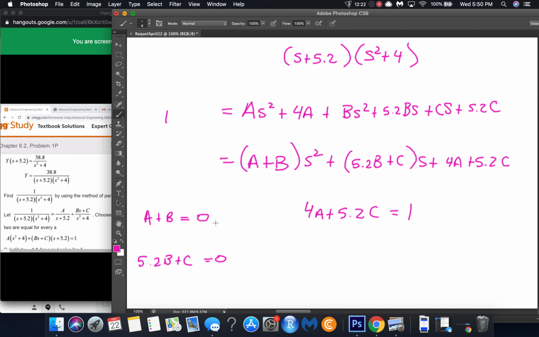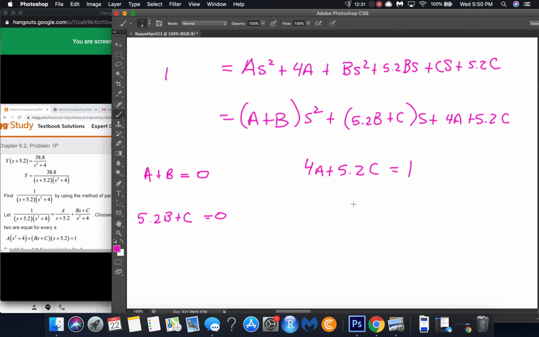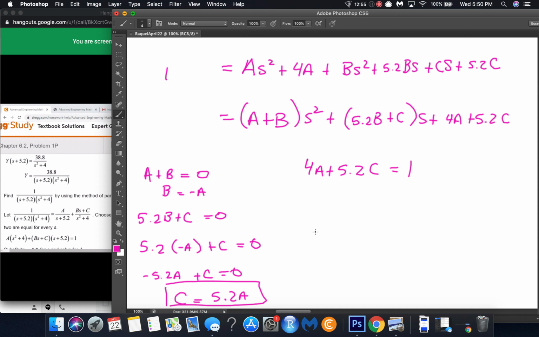We can substitute b into a here and then use that to solve for a or c. So that's what I'm going to do. b equals negative a. I'm going to substitute that into here. So 5.2 times negative a plus c equals 0. So then negative 5.2a plus c equals 0. That means that c equals 5.2a. And then I'm going to use this one to substitute it here. So then we have 4a plus 5.2 times 5.2a equals 1.